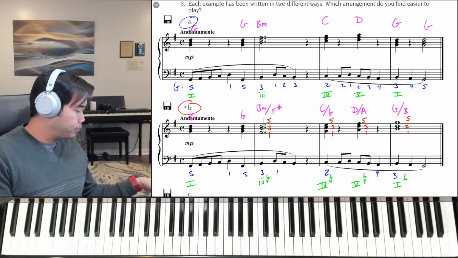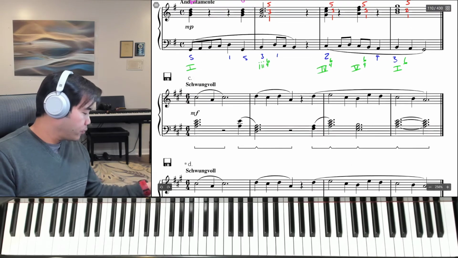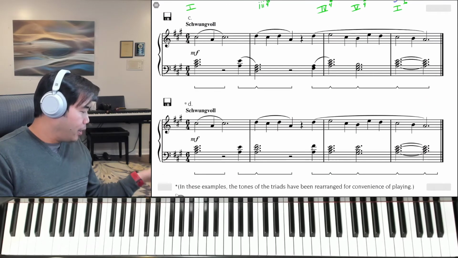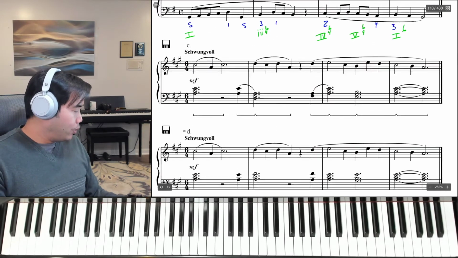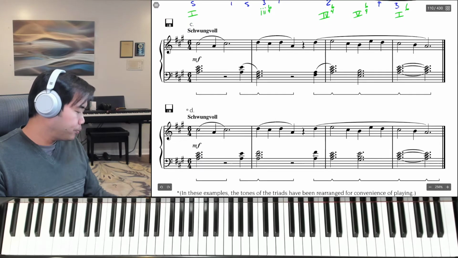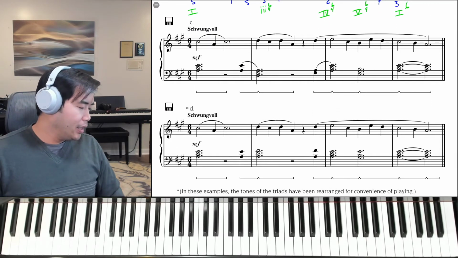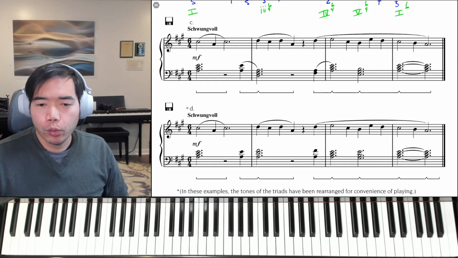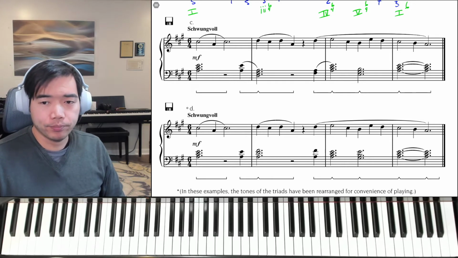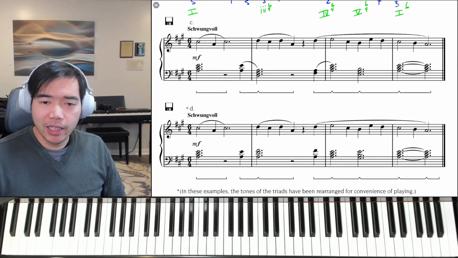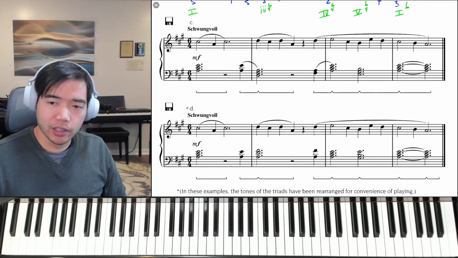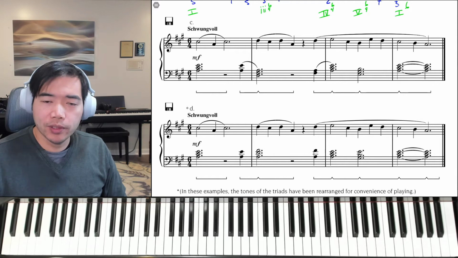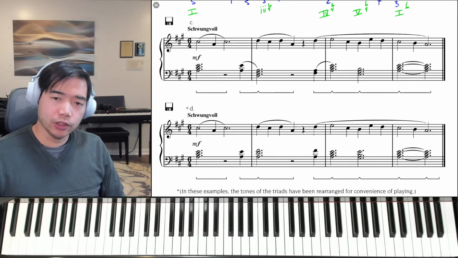We continue. Next we have example C and D. Again, they are different arrangements of the same piece. On example C and D, the right hand now is unchanging and the left hand is changing. Again, one is in root position and one includes inversions.